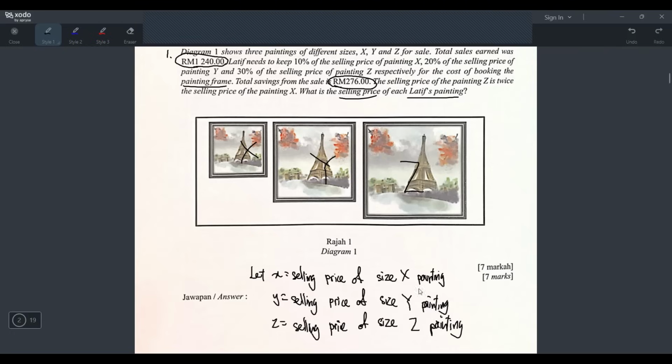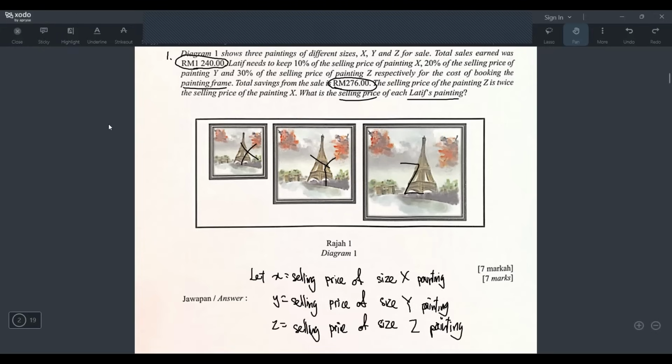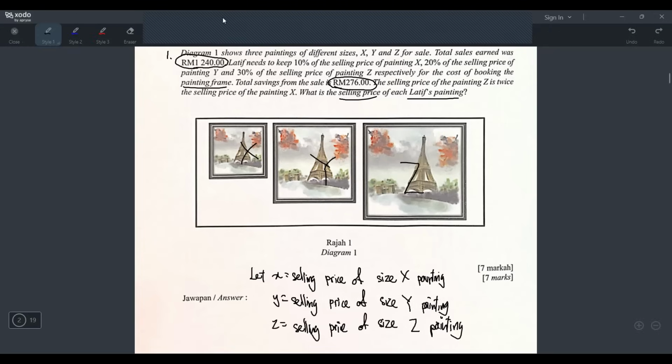After I let X, Y, Z be these, now I form my equation. And now it will be very easy to form the equation. So remember, when we are doing this kind of question, like system of equations, and they give you a story, look at the last baris, see what they want, and then define X, Y, Z first. You need to know what X, Y, Z represent first, then you can form the equation, or else it's very confusing.